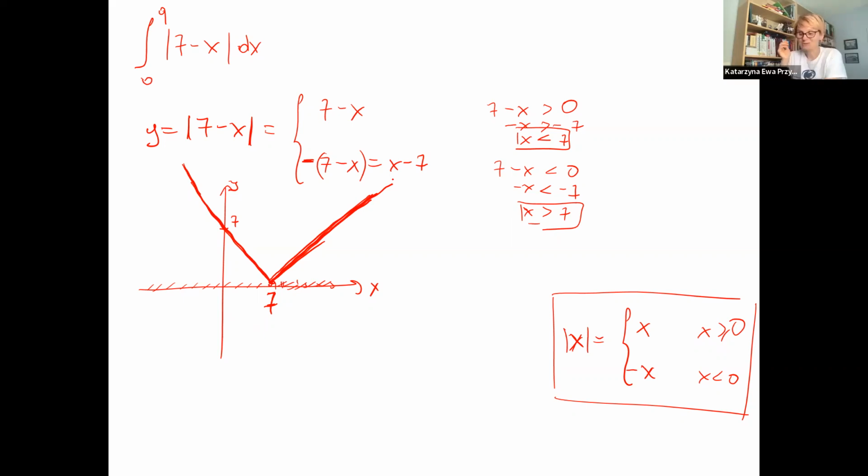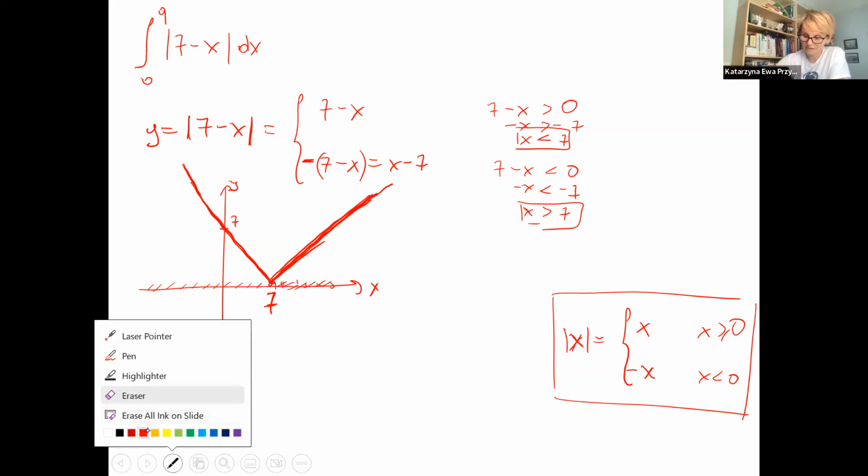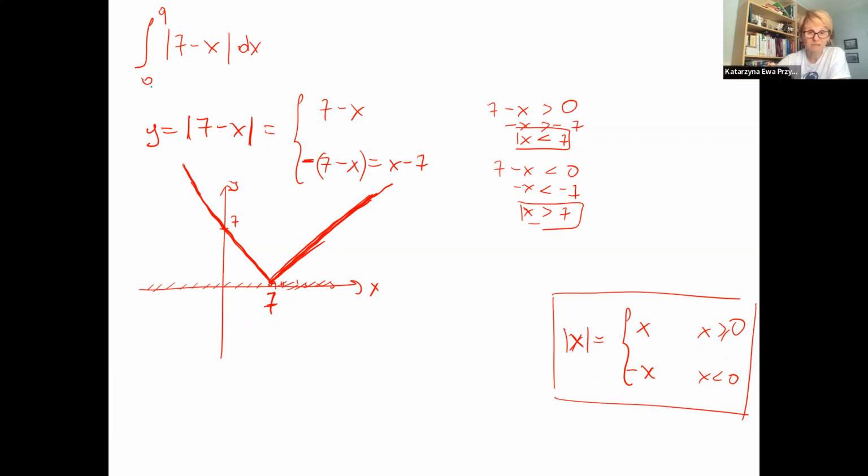Okay, and what is my point? My point is when we see a straight line inside the absolute value, we may look at the limits from 0, because this is our function. This is the function, absolute value of 7 minus x. We are integrating this between 0 and 9.